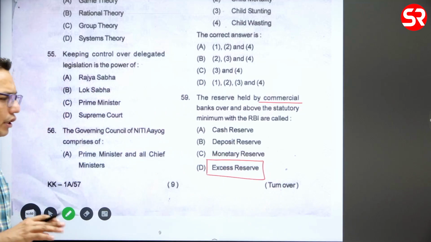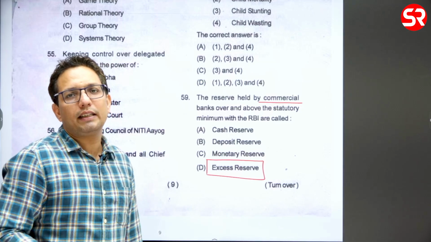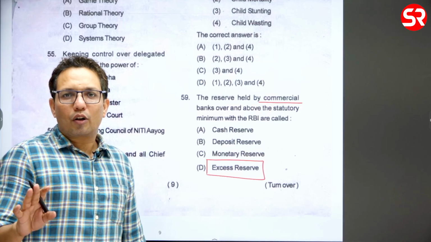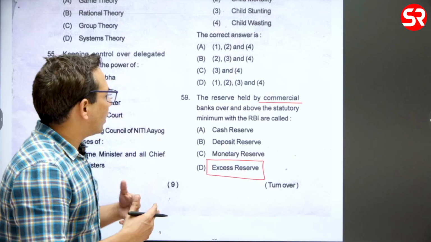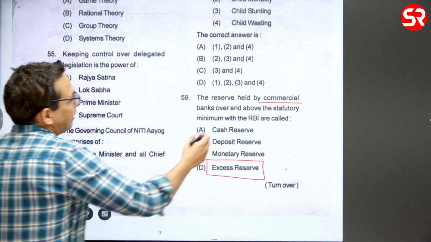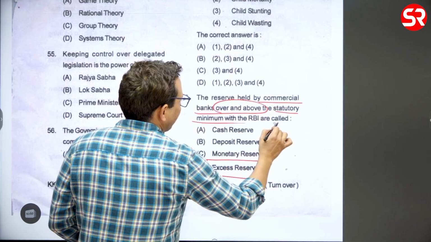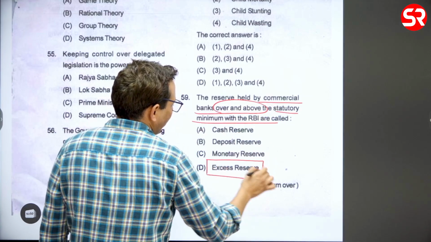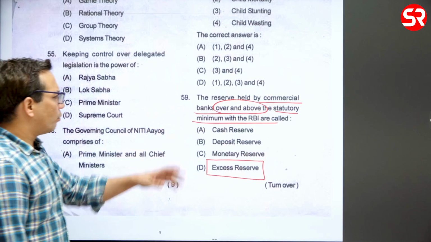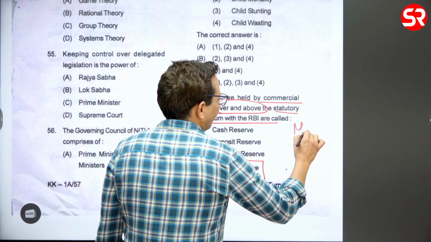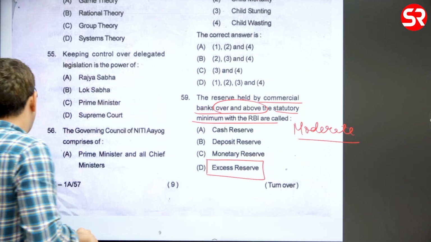All right, those capital requirements are called excess reserves. This question I would say is difficult, at the same time easy. Difficult because most people do not know what excess reserve is. But if you go by common sense, reserve held by commercial banks over and above the statutory minimum with the RBI are called, I would go for, excess reserves. My verdict on this is that it is a moderate difficulty level question.